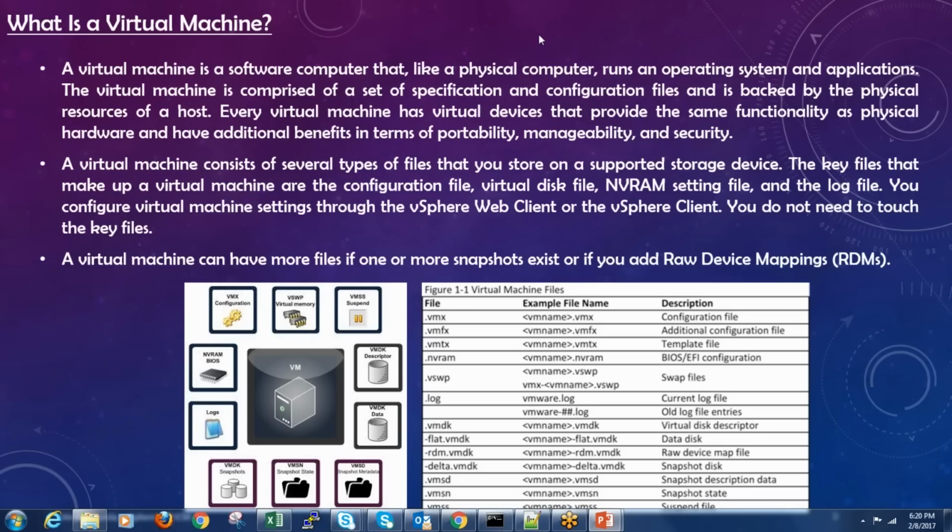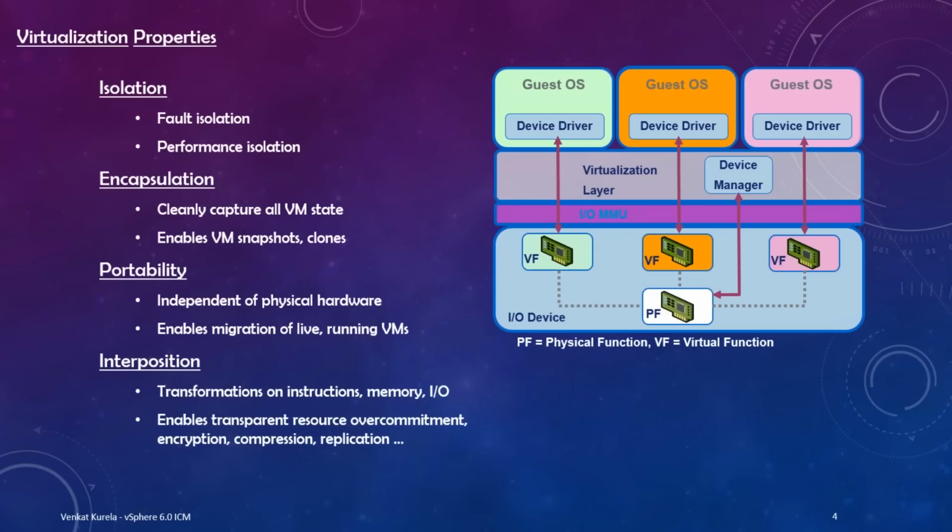So for now, just see VMX is a configuration file, VMTX is a template file, NVRAM is a BIOS file, VSWAP is a swap file or a page file, log, VMDK, flat.vmdk. These are the files that you need to remember, and you should be able to tell the same to the interviewer if somebody asks you.